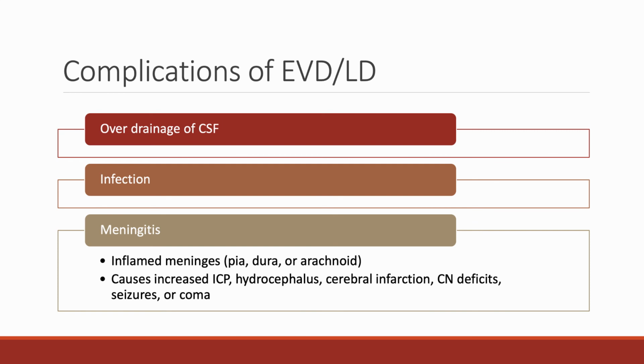The complications of extraventricular drains or lumbar drains is the potential to overdrain CSF, right? And if you overdrain CSF, obviously the cerebral perfusion pressure will be fine, but your patient's going to have a wicked headache and potential for infection. And then meningitis can also happen because you have a foreign body that's going in through all these structures, and anytime you have a foreign body, that introduces the potential for infection.